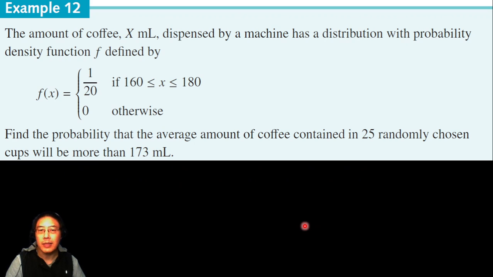Moving on, let's look at an example. We just started covering that in Methods, but anyway, here is a probability density function. When you anti-differentiate that over the whole domain, it equals 1, and it is positive. Now you need to find the probability that the average amount, so we're talking about the sample mean, contained in 25 randomly chosen cups will be more than 173. So here is our X random variable.